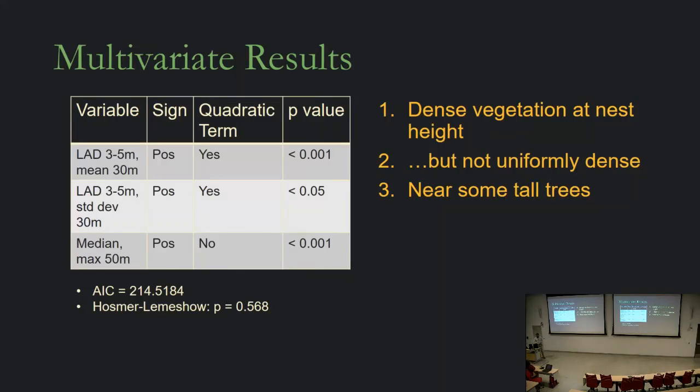So this is the results of the multivariate, and there's the details on the left, but I'll just interpret them for you in English over here. So this first one is basically saying there's dense vegetation at that mean nest height within the 30-meter neighborhood. And the second one's saying, yeah, it's dense, but it's not uniformly dense. So it's a higher standard deviation within that 3 to 5 meter height band. And then the third one is saying there are some tall trees nearby, tall trees with dense foliage.